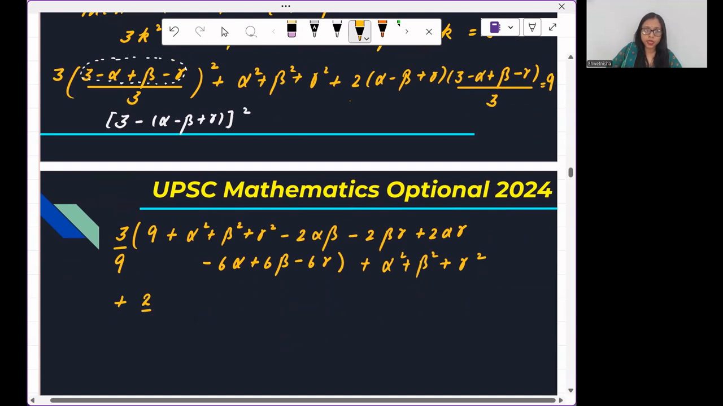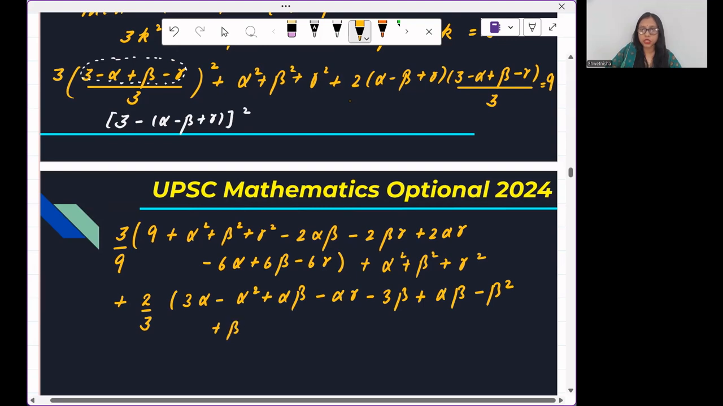Plus 2 by 3 of, open this, is 3 alpha minus alpha square plus alpha beta minus alpha gamma minus 3 beta plus alpha beta minus beta square plus beta gamma plus 3 gamma minus alpha gamma plus gamma beta minus gamma square is equal to 9.